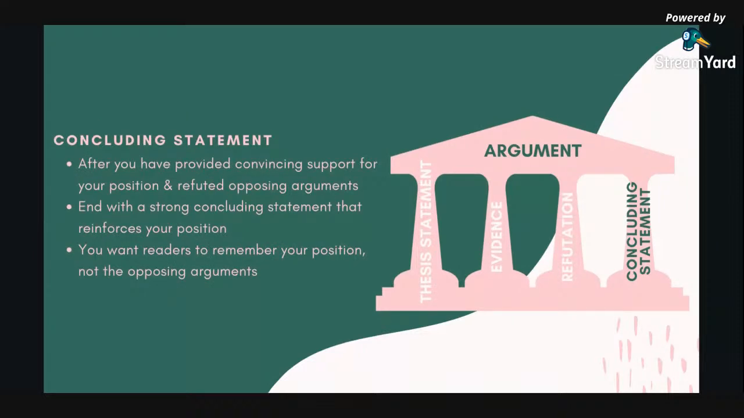Lastly, the fourth pillar, the concluding statement. So after you have given the convincing support for your position and you refuted your opposing arguments, then you end with a strong concluding statement. So you don't want to end with your refutation, because then you'll end with what the opposing side is saying. You don't want the last thing that your reader reads to be the opposing view. You don't want that to be their last impression. You want it to be your strong reminder. These are the things that I said, and these are my points that I made. So you want your words to be last.